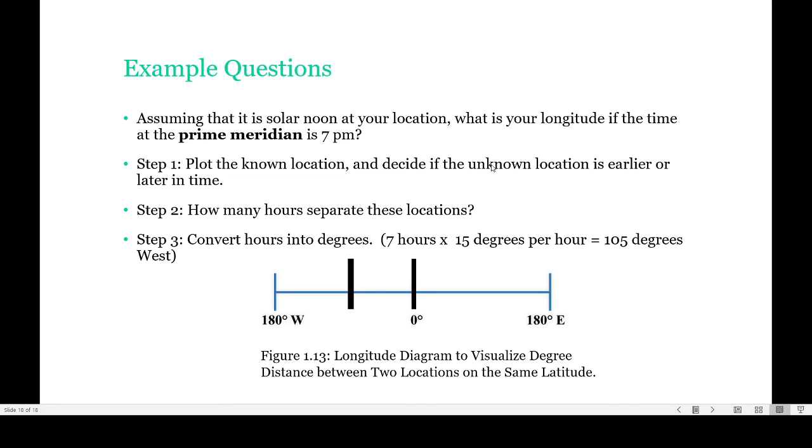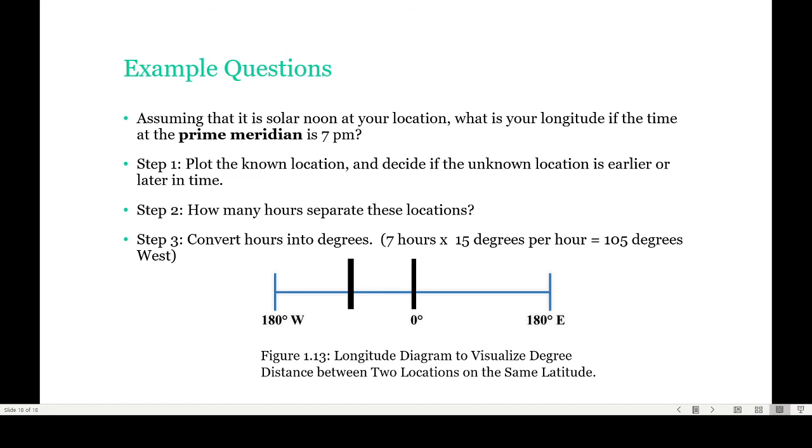And now we have to decide if my location is earlier or later in time. For us, it is 12 p.m., and 12 p.m. is earlier than 7 p.m. here at the prime meridian. So we are to the left of the prime meridian, because we know that to the left of the prime meridian it is earlier. So I just put my little stick here, because we are west of the prime meridian, since we are at 12 noon.